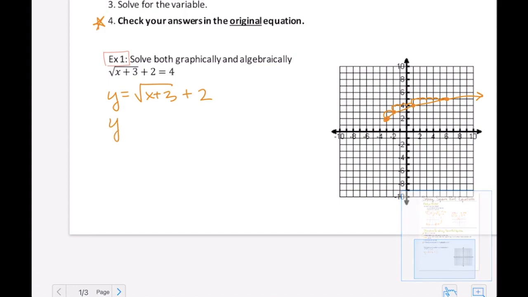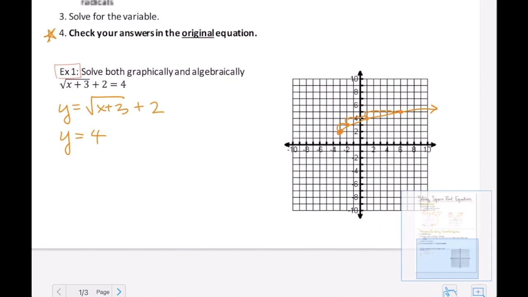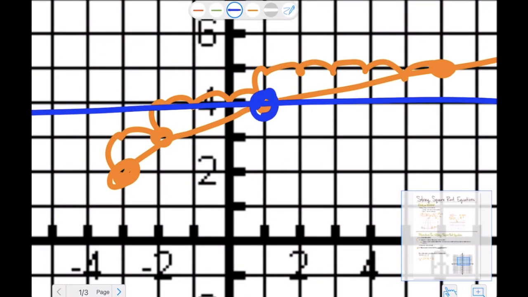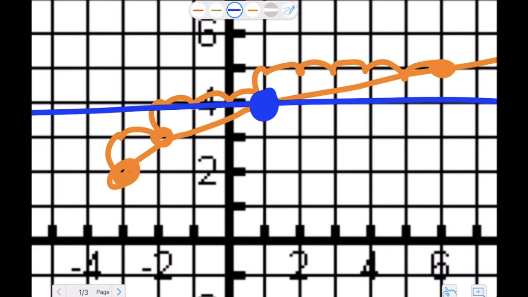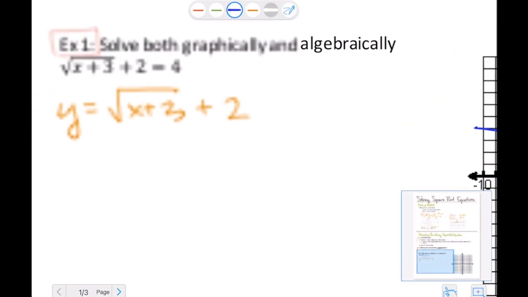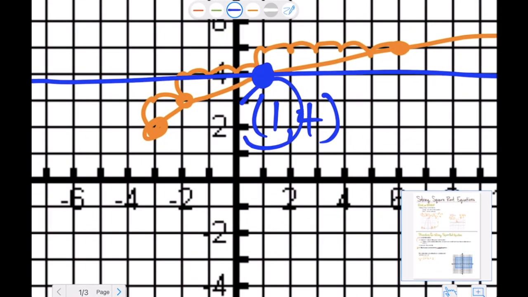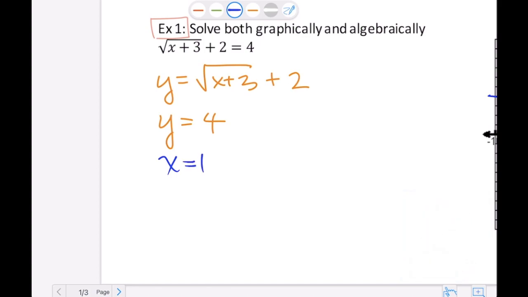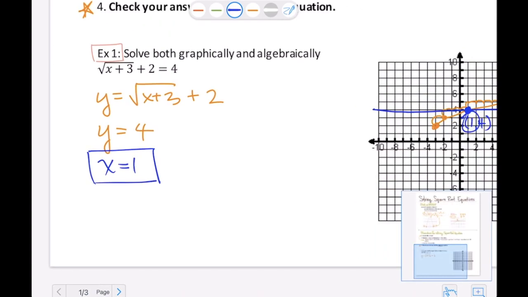The other side is a horizontal line that crosses the y-axis at positive 4. So it's going to look like this. And if we zoom in on that, we see an intersection point right here at the point positive 1, positive 4. Remember, we're solving for x, so we care about the x coordinate right there. So what we find is that our solution here is x is equal to 1. Now let's do that algebraically.